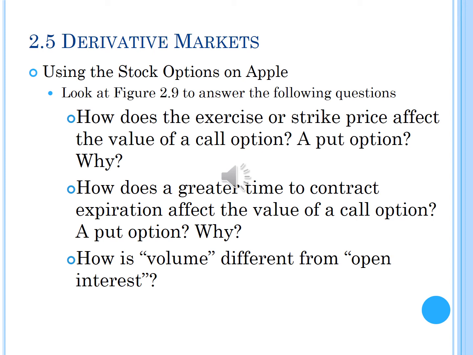Okay. The final question is: how is volume different from open interest? Basically, volume in the figure represents the number of options that are actually traded in that month, whereas open interest represents the number of outstanding contracts that are available for each option. So they are available for trade for each option.